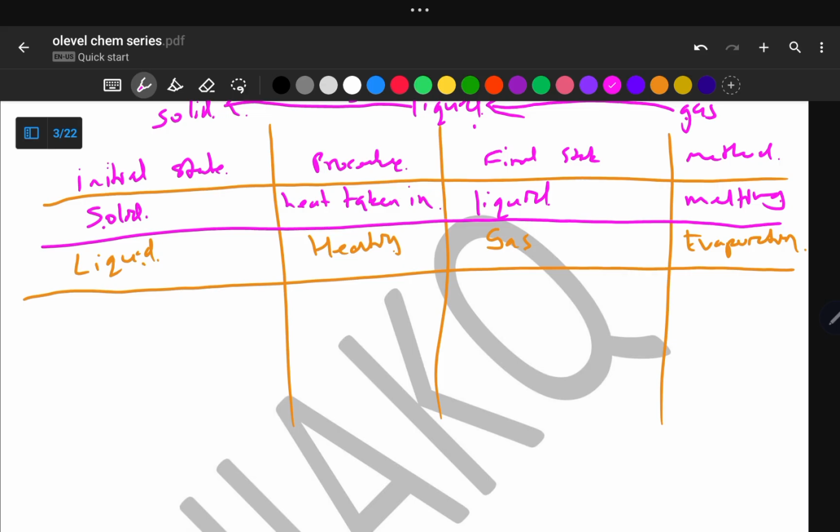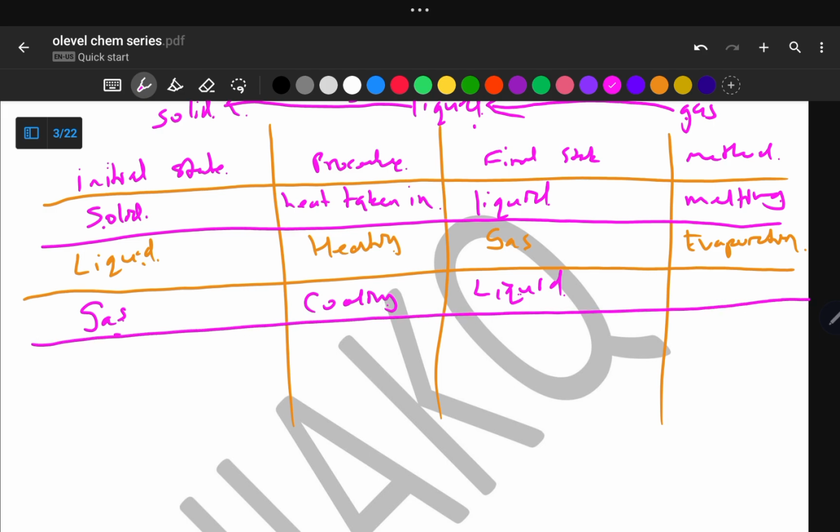So the next one, we are having gas, and then the final liquid. So gas to liquid, this is what we call cooling, right? So from gas to liquid, we are having cooling. And then which method? We are having condensation, right? Or liquidification. Are we together, guys?